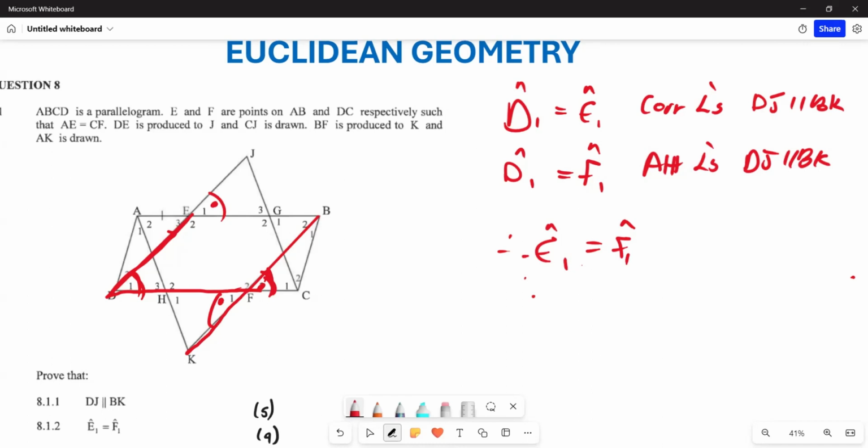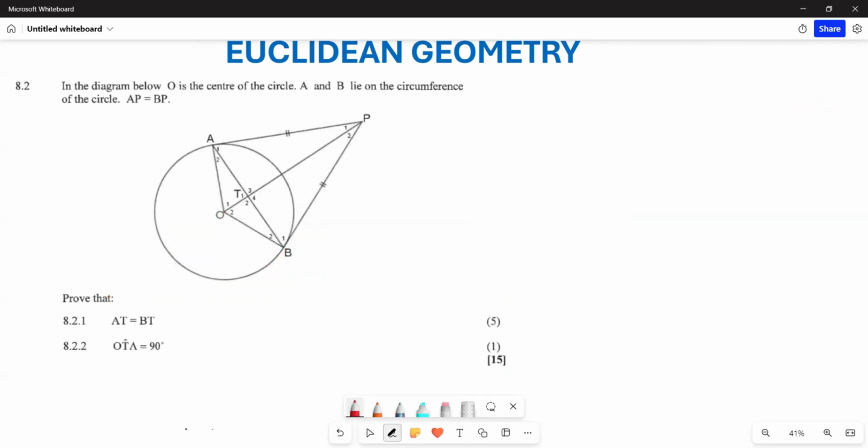So basically that is going to be a reason behind that. Hopefully this makes sense to you now. Let's look at the last question. In this question, they say in the diagram below, the center of the circle AB lies on the circumference of the circle. AP is equal to BP.